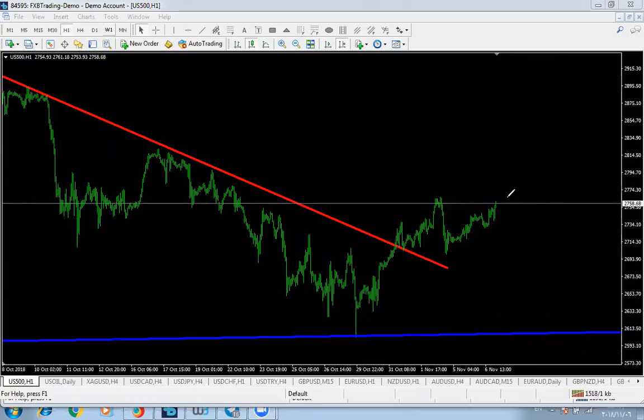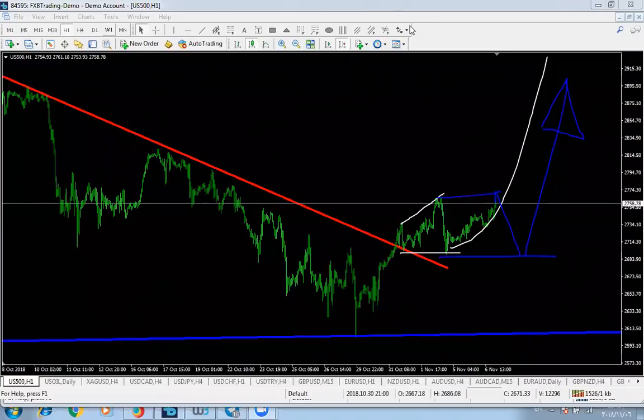This is because speculators and traders are waiting for the election result. So we have to take both possibilities into account: to consider this as an expanded flat, then the price should start to move to the upside, or we might see the price moving to this stop and making either a regular or expanded flat before it starts to move to the upside. So the general direction for the Dow is bullish.